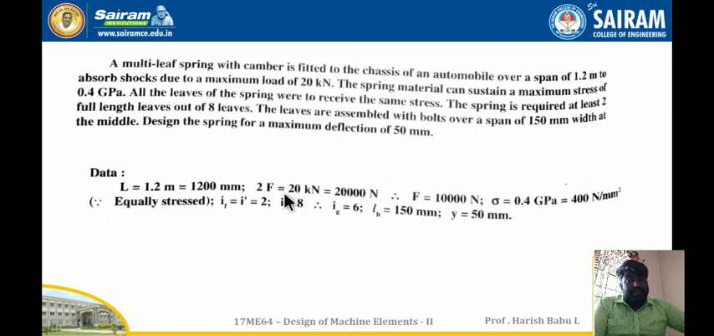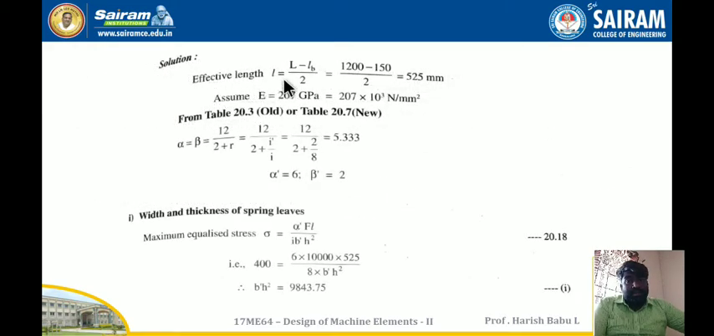So length is given and the force is given, that is 2F is equal to 20 kilonewtons, so F is equal to 10 kilonewtons. Alpha is given, IF value is given as 2, and IG value is given as 8. So LB is 150 mm and Y is equal to 50 mm deflection. So effective length L is equal to capital L minus LB by 2, so 1200 minus 150 by 2. So I get 525 mm. So assuming E value 207 GPa, from table 20.3 I get alpha dash as 6 and beta dash as 2.